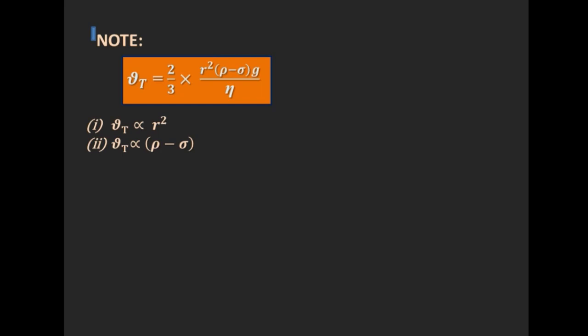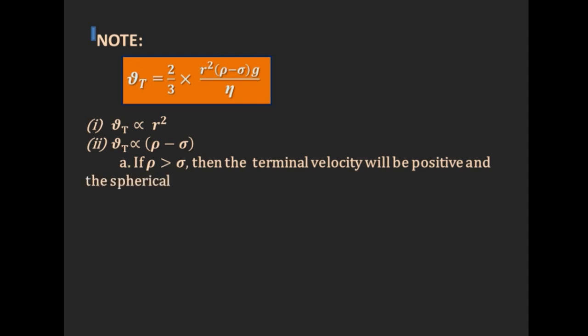From this we can derive two conclusions. A: if rho is greater than sigma, then terminal velocity will be positive and the spherical body will fall down. What does it mean? It means that if the density of the spherical body is more than the density of the fluid, then in that case the spherical body will flow down the fluid very easily.